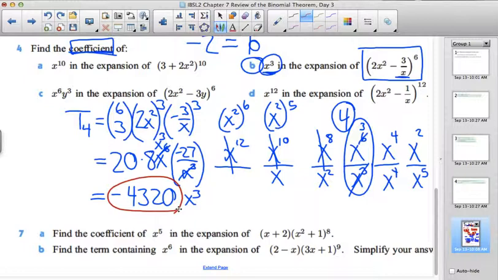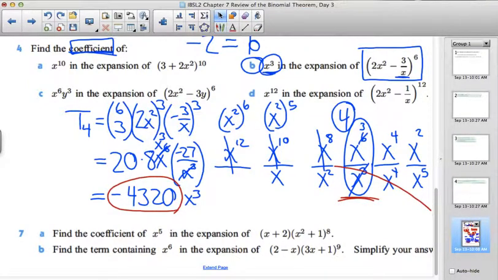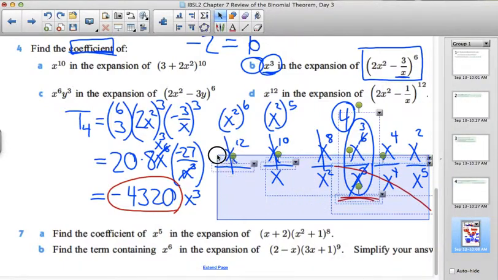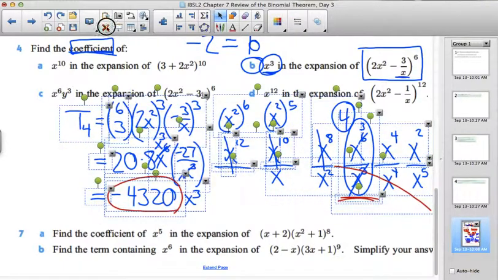Right. So, again, you have to use a little bit of logic and figure out exactly which term you're looking for first. Then you can find just that term. But you never have to expand the entire thing out. All right, let's do one more of these.